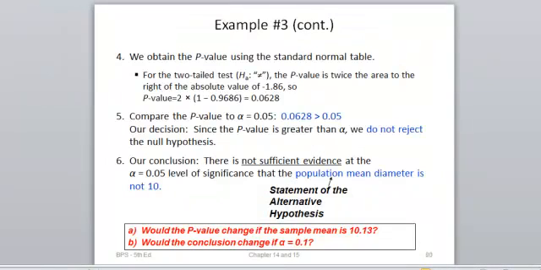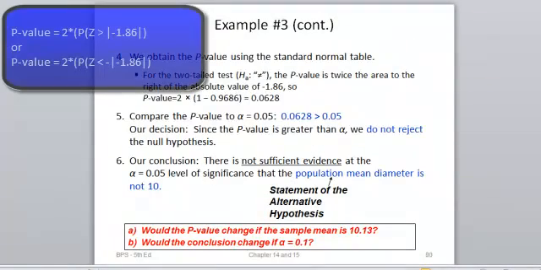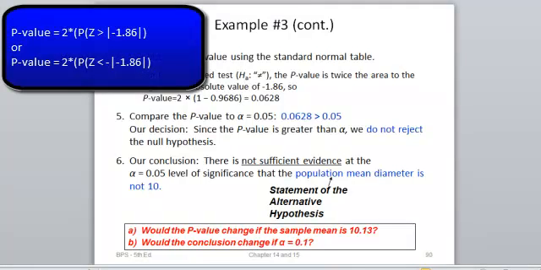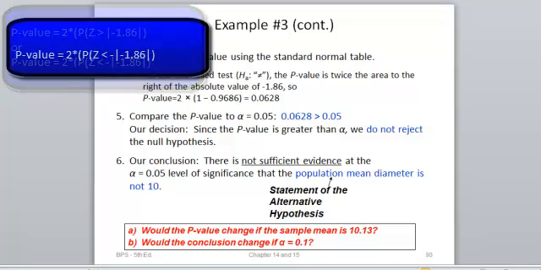That p-value, you have a couple of different methods to look at, but it's 2 times the probability that our z is greater than the absolute value of our test statistic. Or it could have been 2 times the probability that our z is less than the negative absolute value of our test statistic.